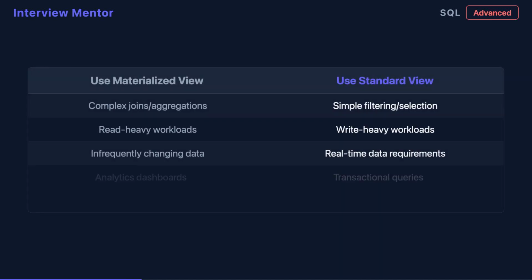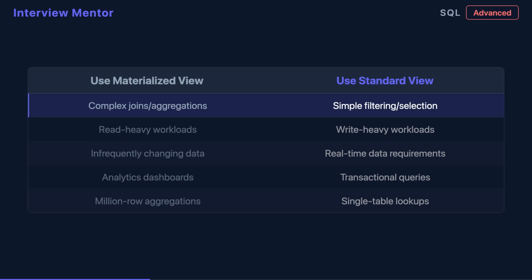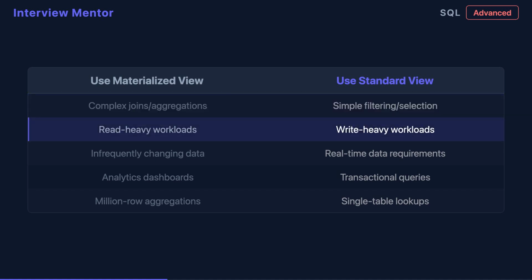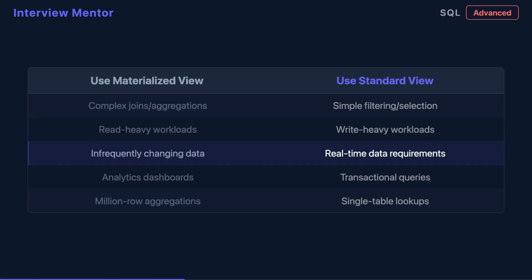So when should you use each? Materialized views shine with read-heavy workloads on infrequently changing data. Think dashboards, analytics reports, or complex aggregations across millions of rows. If you're running the same expensive join every hour for a sales dashboard, materialize it.